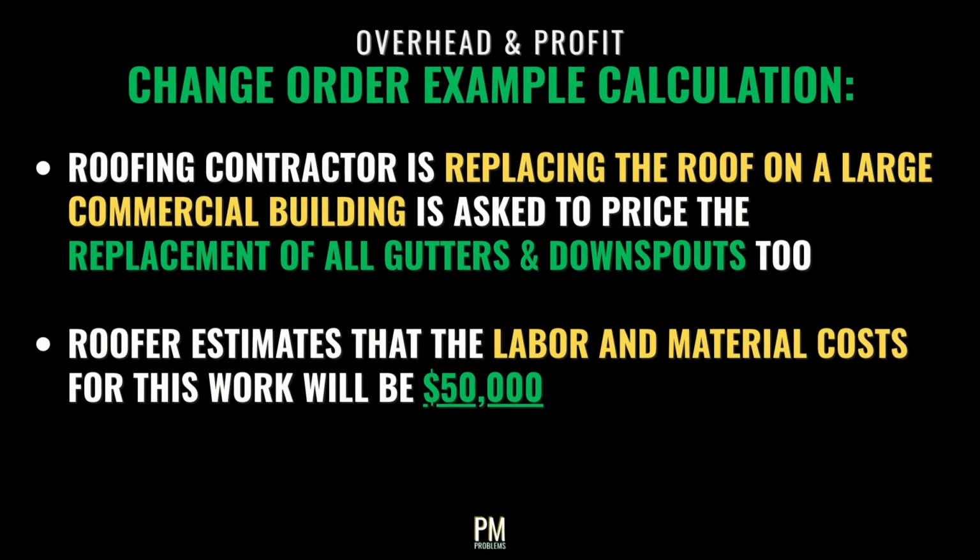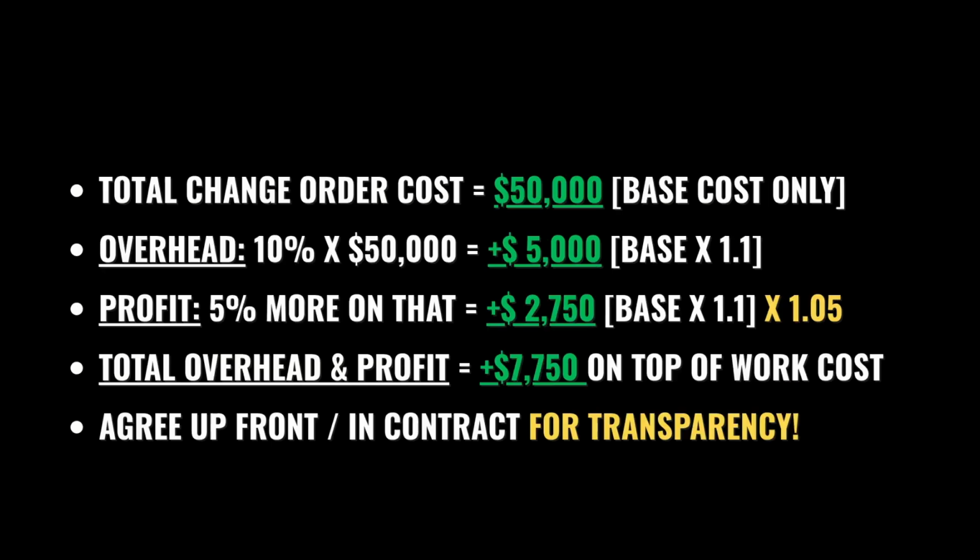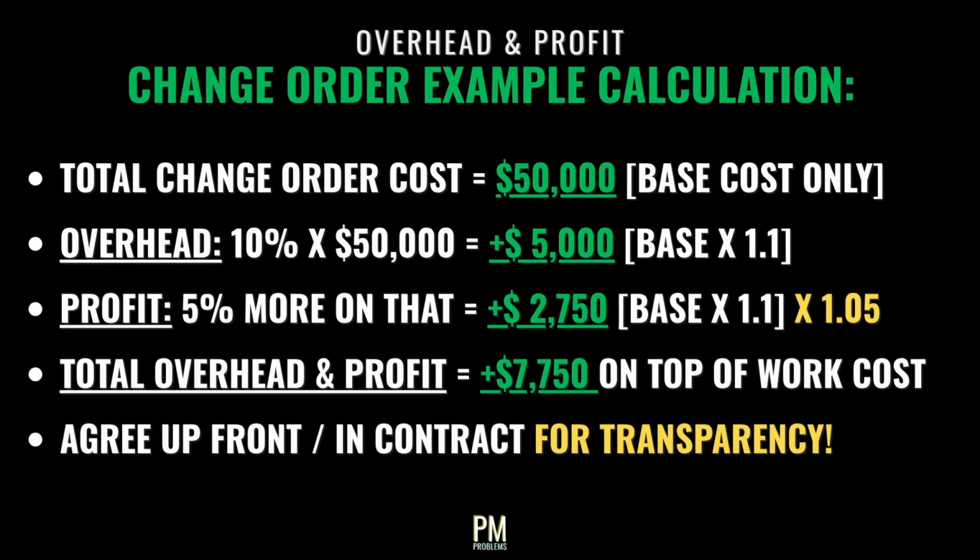An example of how overhead and profit margins are factored into a change order price is as follows. Suppose a roofing contractor is getting a change order to remove and replace all of the gutters and downspouts on a commercial building, in addition to replacing the roof itself. The contractor estimates that the labor and material costs for this work will be $50,000. Now let's assume that the contractor is entitled to 10% overhead plus 5% profit on top of that, based on the terms of their contract.